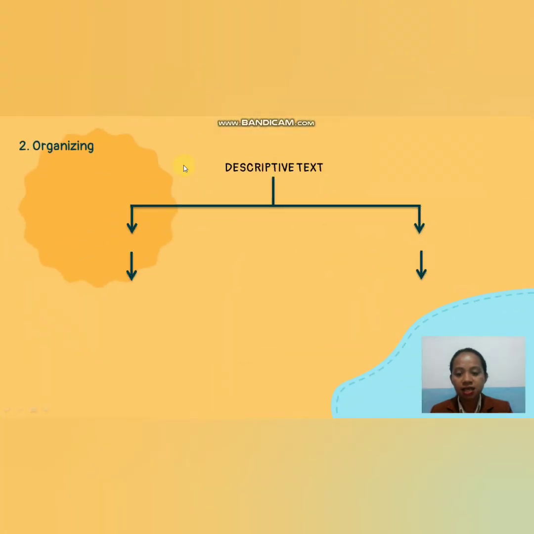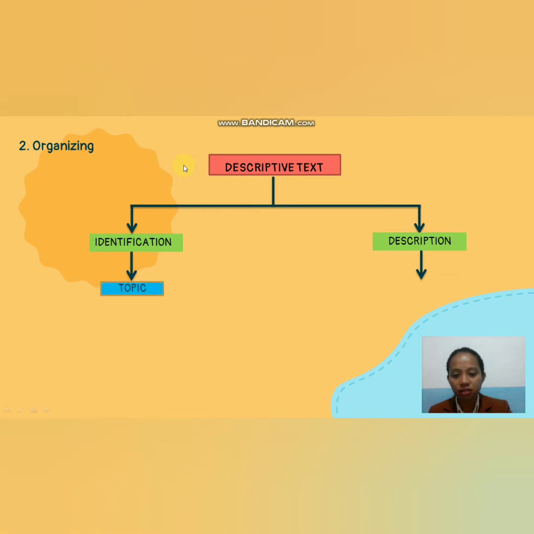Okay, students, the second stage is organizing. Organizing of descriptive text here has 2 parts, namely identification and description. Identification here, you can write as a topic, while description is a special explanation or special characteristics. They are how it looks, smells, feels, tastes, and sounds, and then use spatial signals.